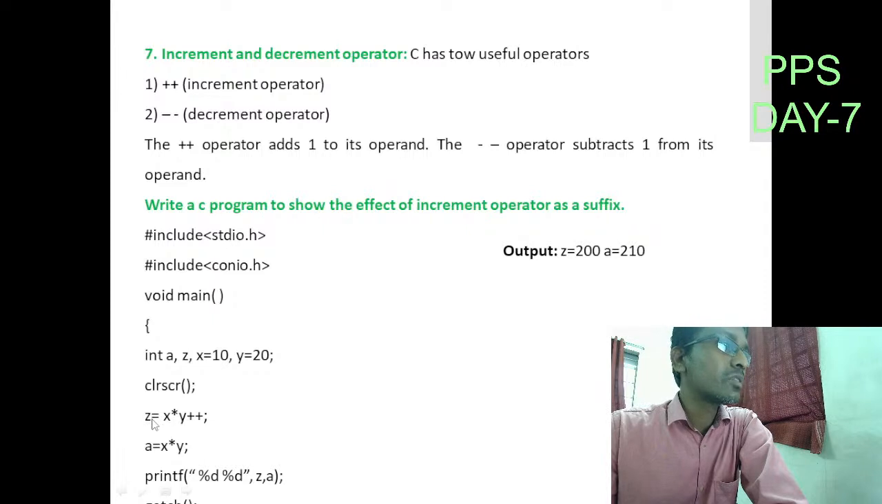So in z, it will print x value is 10 into y plus plus. The y value will be assigned first, so the value of y is used first. That's why it is 10 into 20, so z is equal to 200 we will get. I hope you understand what I am saying.